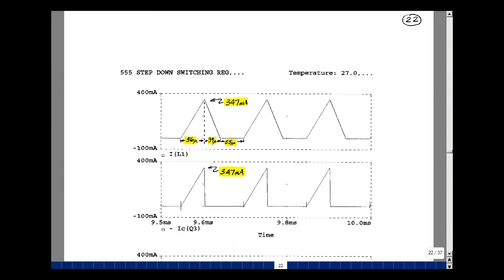Here's the inductor current blown up. You can see that it's a triangle waveform. It goes up to 347 milliamps. Again, this is after an initial charging cycle. And it comes back down to 0, and then starts up again, repeats itself.